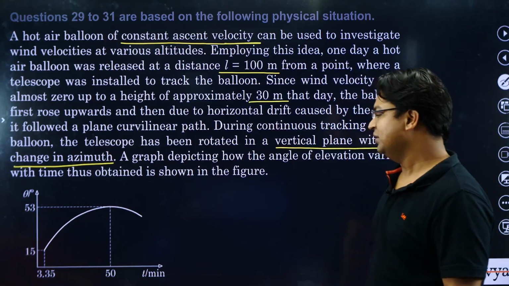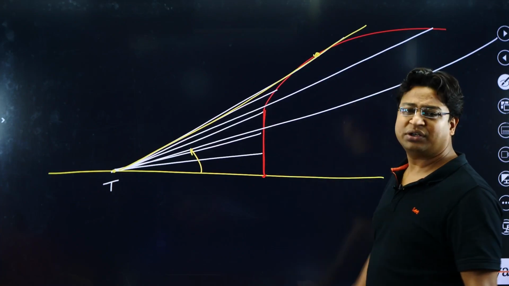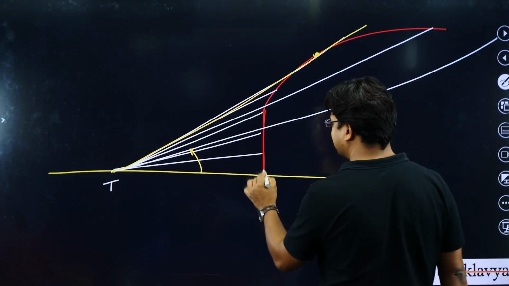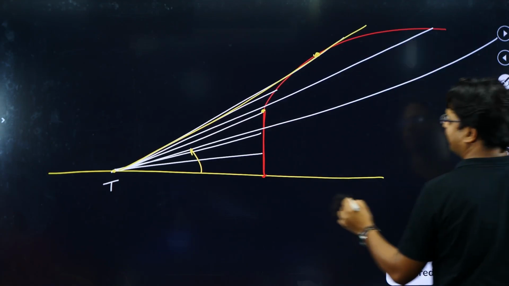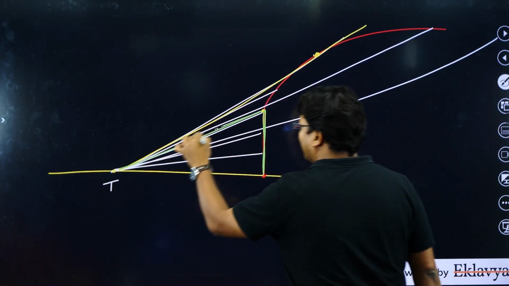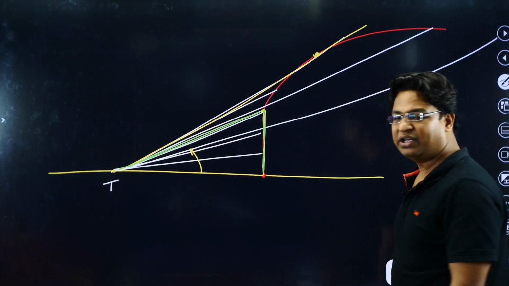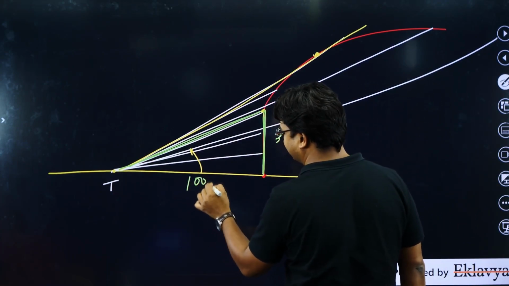Now that is one thing. Now I want to check one thing. The question says that during the first 30 meters there was no wind, so it kept on rising like this. So I want to know that by the time the balloon reaches here, after starting its journey, what would be the angle? I can readily calculate that, because we have been given that this height is 30 meters. We have also been given that this distance was 100 meters.